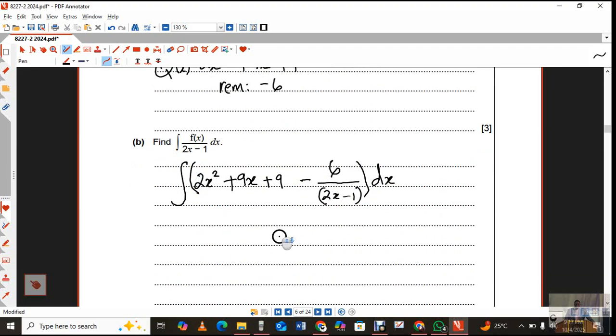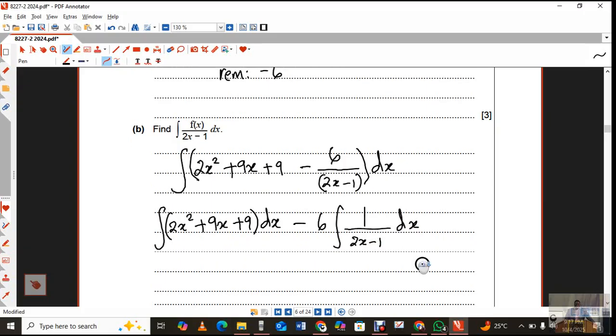Right, let's see if I can just make this into two integrals. So this is 2x squared plus 9x plus 9. Let's say we have this one minus, and I'm going to pull out that 6, and then I'm going to have 1 all over 2x minus 1, also integrated with respect to x.